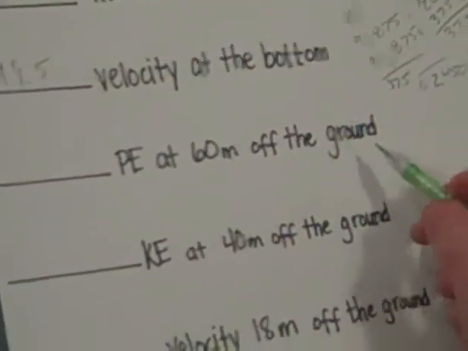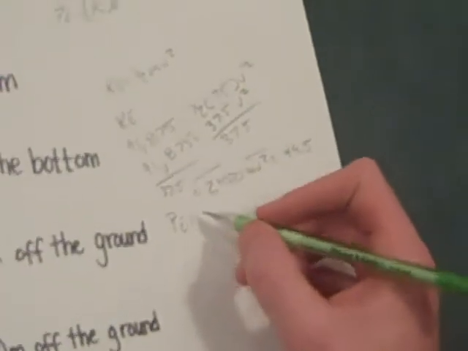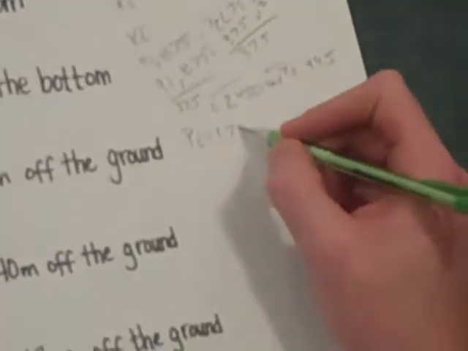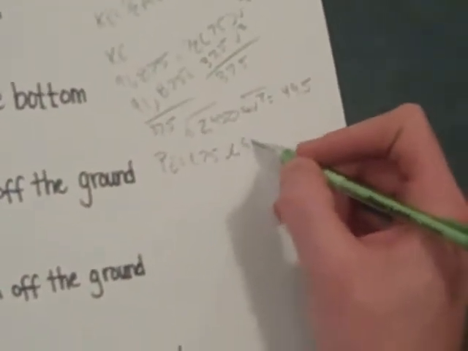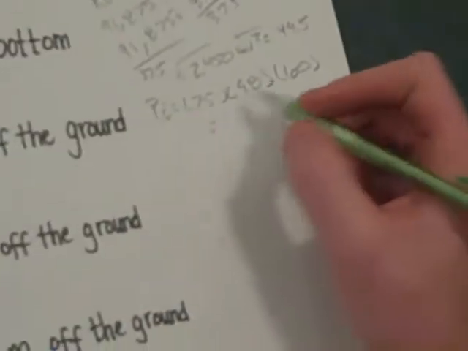Alright, next we have to find the potential energy at 60 meters off the ground. For this we also use potential energy equals mass times gravity times height. So the mass is 75, gravity is still 9.8, and the height is now 60 meters. For that answer, after you multiply them all, you get 44,100.